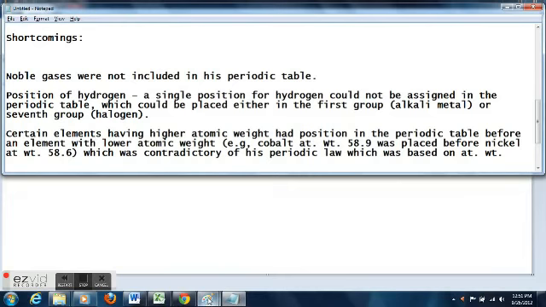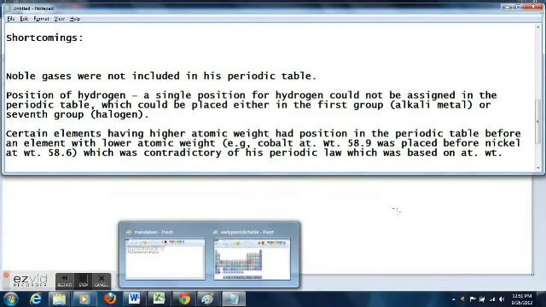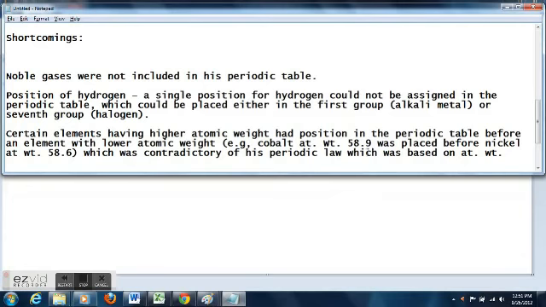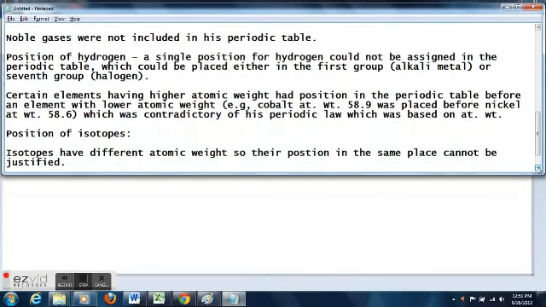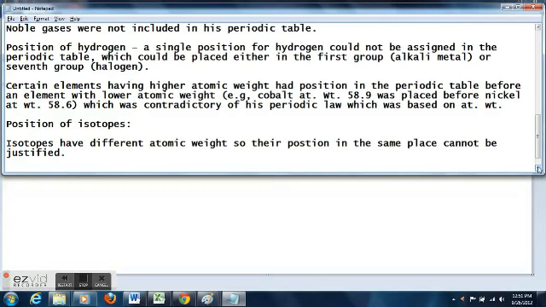Okay, then few other shortcomings like position of isotopes. Isotopes are the same elements, only having different atomic weights. So basically, based on periodic law, isotopes cannot be placed in the same position. So that was one shortcoming of his periodic law. Same place in the periodic table cannot be justified for isotopes.